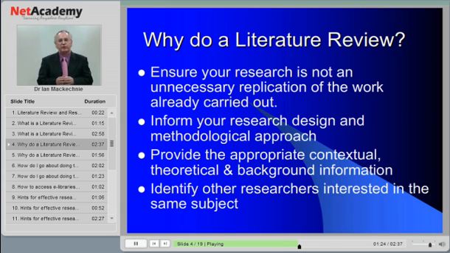Also, a literature review helps us to identify the different theories that surround our research. It's important to understand what theories currently exist that inform the research that we're doing. And of course it provides us with background information to our research as well. And also we do a literature review to identify other researchers that are interested in the same subject.